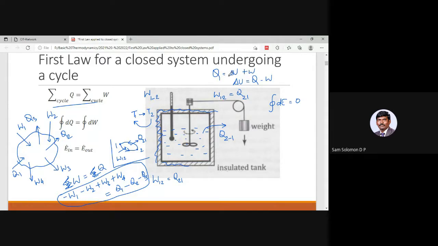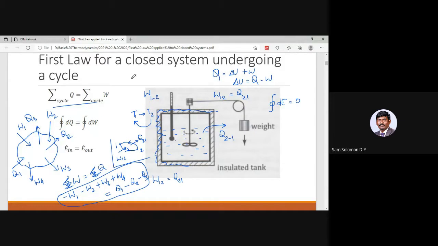And I don't know why almost everyone except the last guy was able to at least think that for a cycle summation of Q equal to summation of W. This is fundamental. I have asked a very simple question, and all of you are making a mistake there, and that is a very serious mistake.